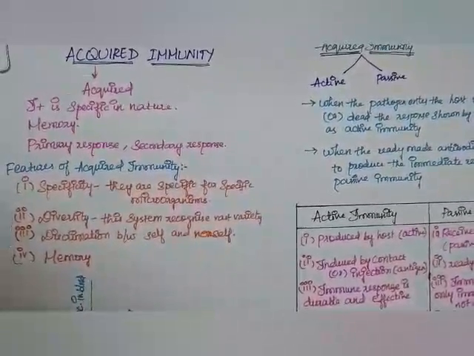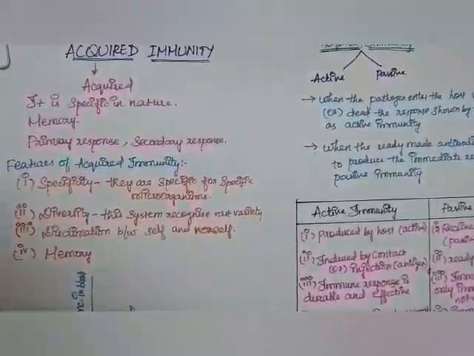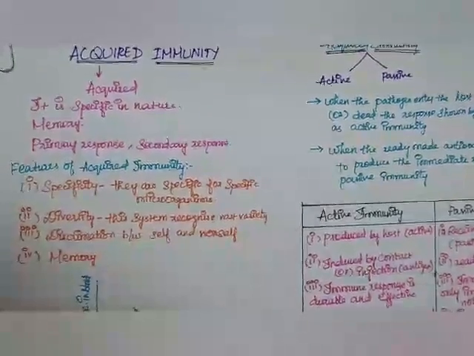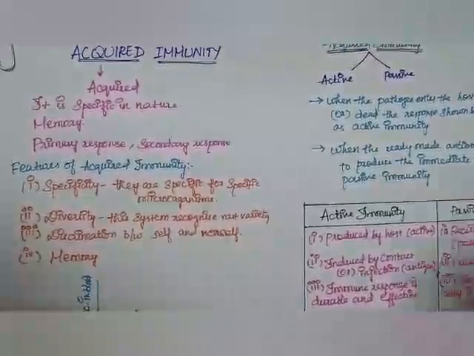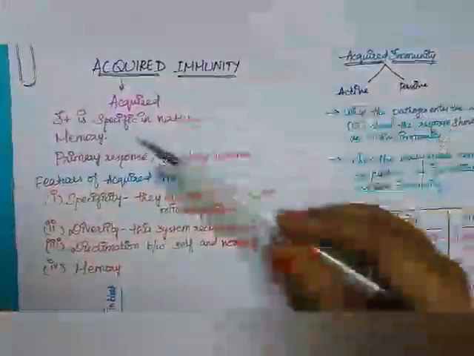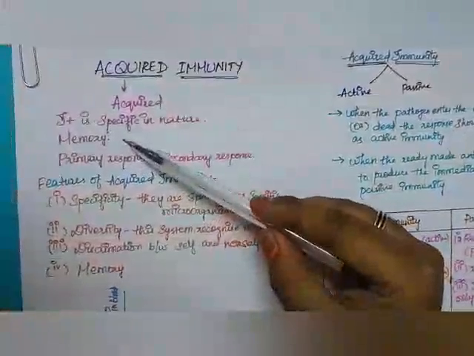Now, I hope you are good and we'll start the acquired immunity. What is acquired? The term acquired means it is acquired from outside, either by pathogen or from another person. The acquired immunity is characterized by memory.